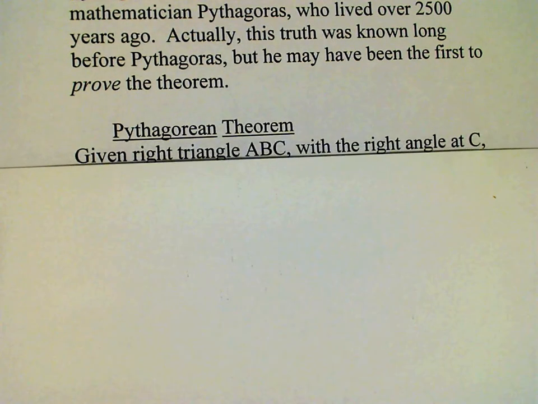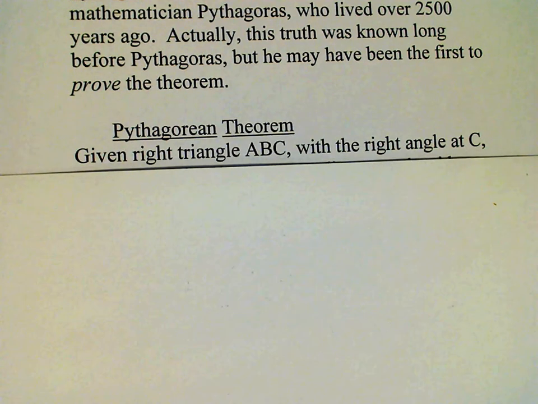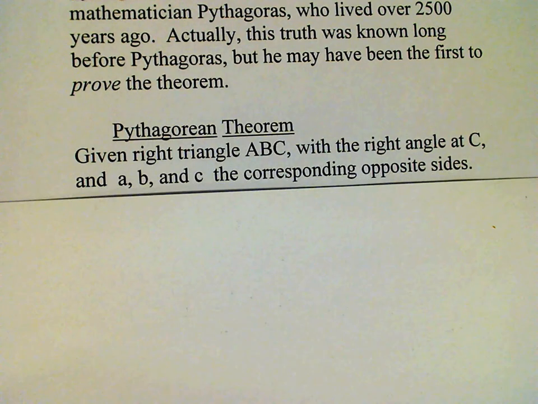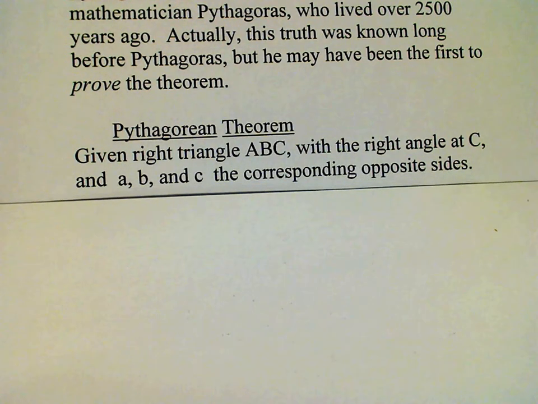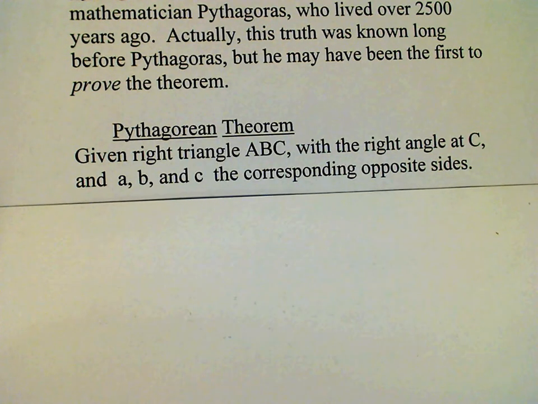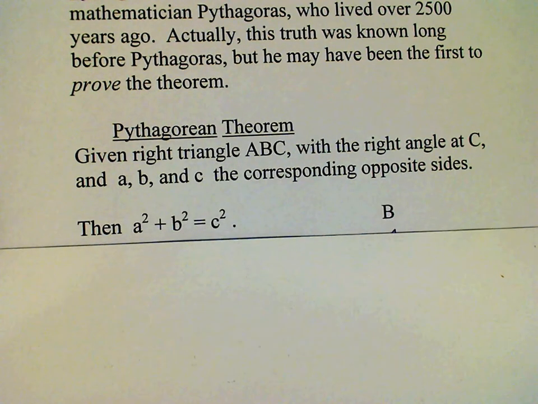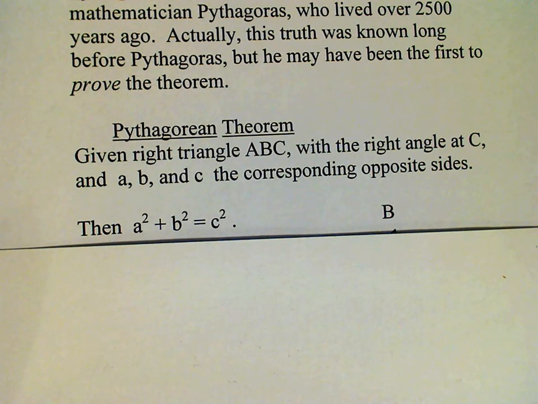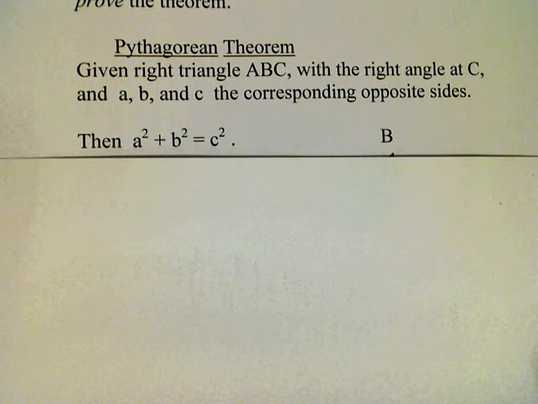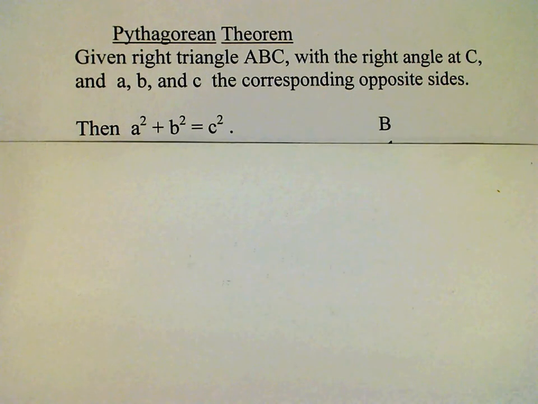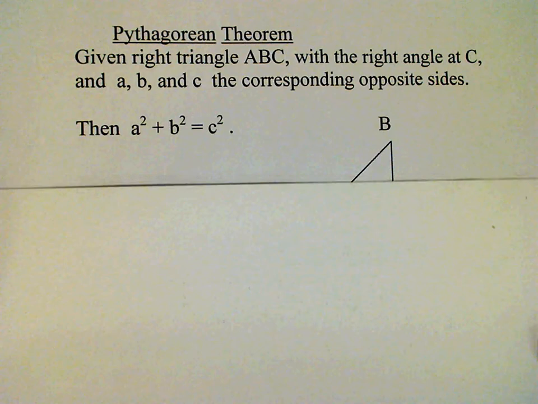Okay, so here it is. Given a right triangle, vertices ABC with a right angle at C, and sides lowercase a, b, c, with the sides opposite the corresponding angles, then a squared plus b squared is equal to c squared. In other words, if you square the lengths of each leg and add that up, the answer you get will be the square of the hypotenuse.